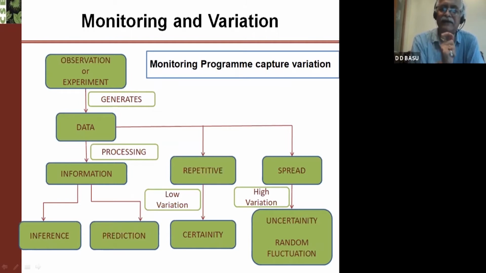Whereas in the case of spread, if the data has a long spread, a big range, then that is a high variation and it is an uncertainty, going toward random fluctuation. So if it is repetitive, it is precise with a small range, which attains certainty, whereas if you have a long range and high variation, it gives you uncertainty or random fluctuations.